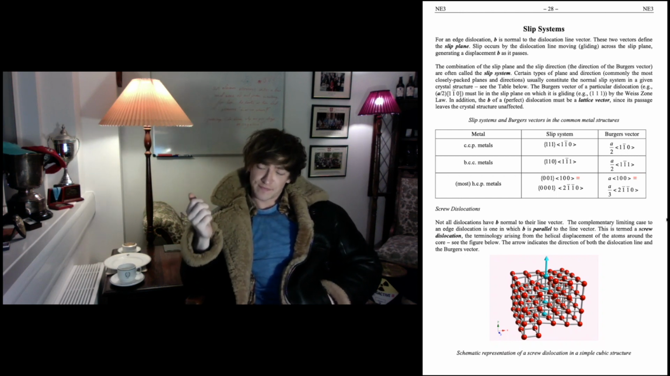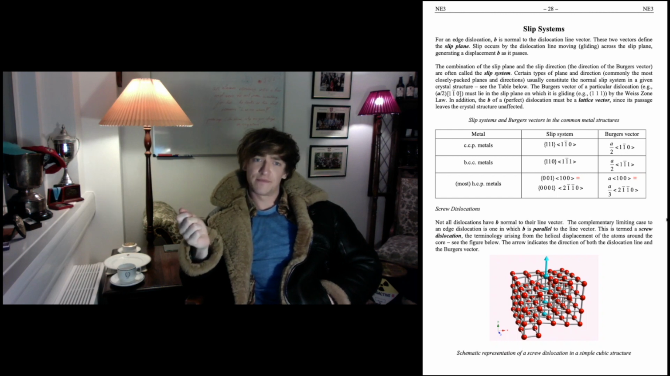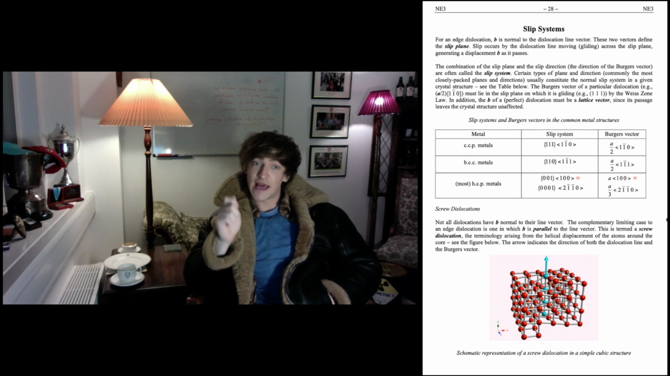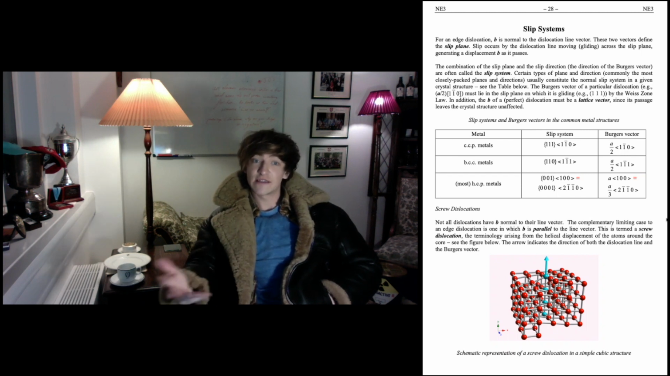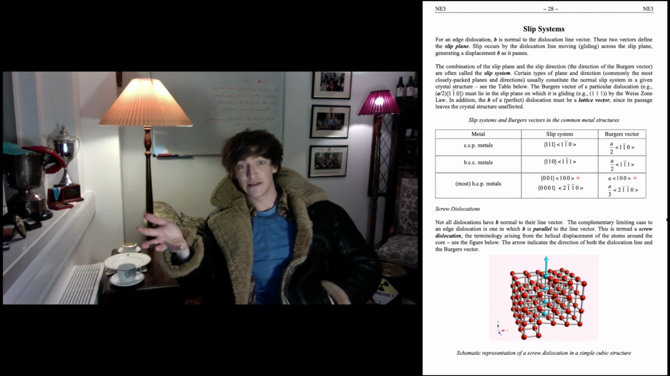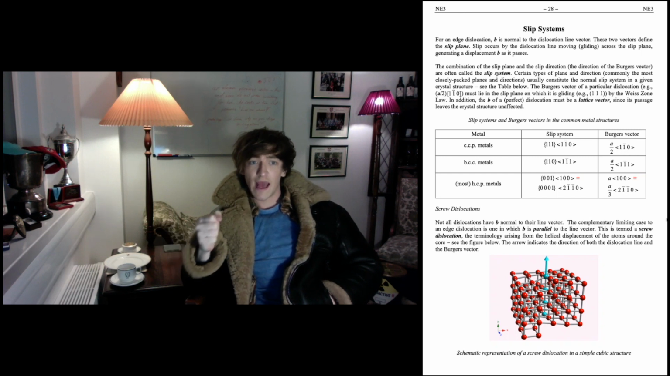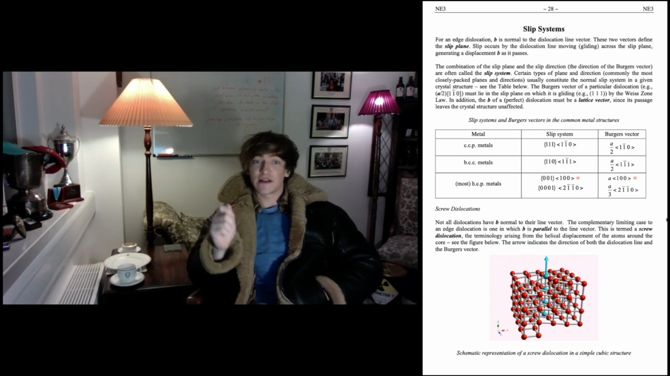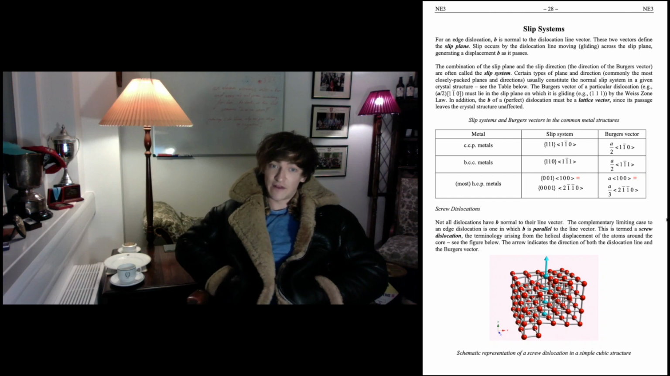Further to that, the Burgers vector of a perfect dislocation must be a lattice vector, given its passage leaves the crystal structure unaffected for a perfect dislocation. Now, I said before, not all dislocations are edge dislocations. There are also screw dislocations. And screw dislocations have their Burgers vector parallel to the line vector.